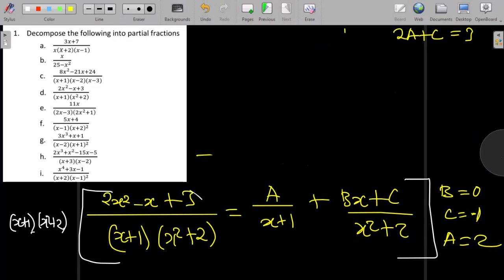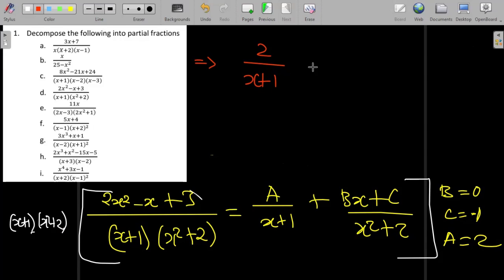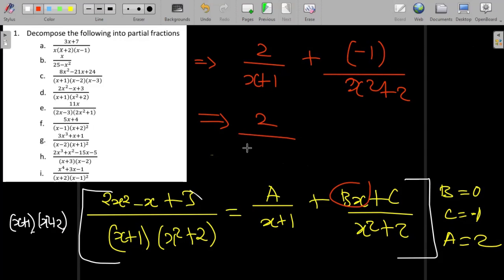Okay, so now we can put back into the decomposed partial fraction. We're just going to say this is the same as, where there's a, I put 2 over x plus 1. And then where there's b, I put 0. So this whole thing becomes 0. And then plus c, which is minus 1, over x squared plus 2. So we can write it as 2 over x plus 1 minus 1 over x squared plus 2. Okay, so that's how we solve D there.